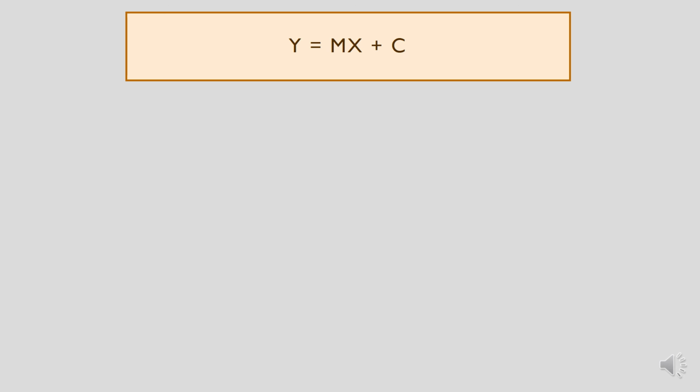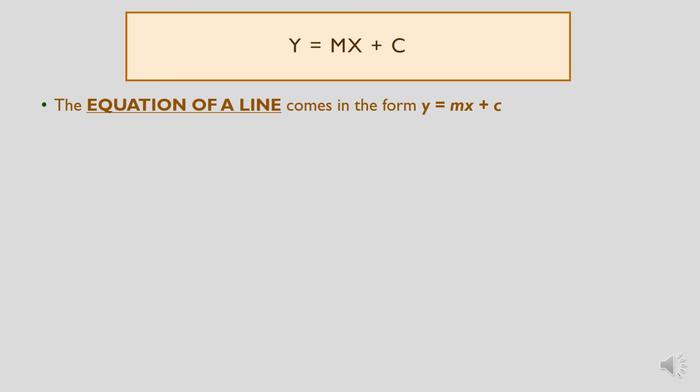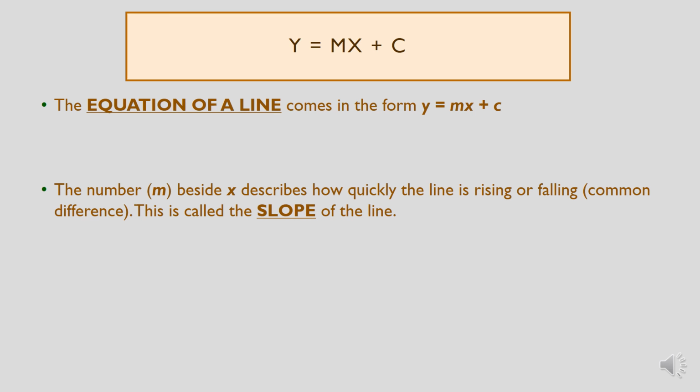Okay, so this is what they look like. y equals mx plus c. And the equation of a line comes in the form y equals mx plus c. The number m beside the x describes how quickly the line is rising or falling. So we refer to that as the common difference. So each time you increase the input, what is the output increasing by? So we had in the previous examples 2 and 3 and 4 and finally 6.